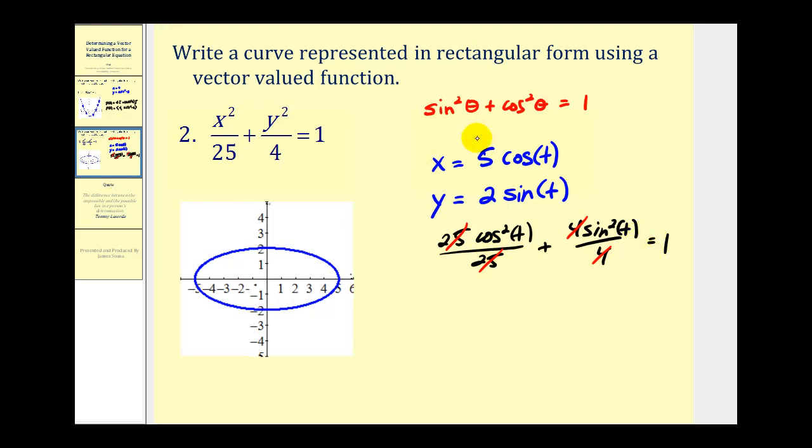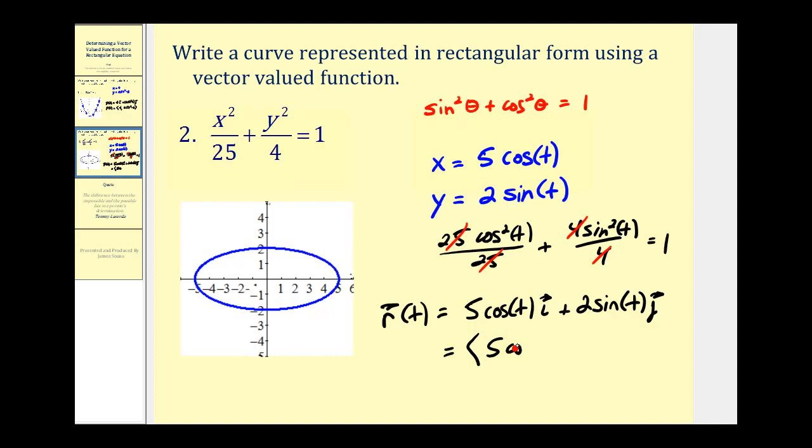So these parametric equations are correct, which make the transition to a vector-valued function pretty easy, where we're going to have 5 cosine t times the unit vector i plus 2 sine t times the unit vector j, or in component form, <5 cosine t, 2 sine t>. However, now that it's a vector-valued function, it does have an orientation.